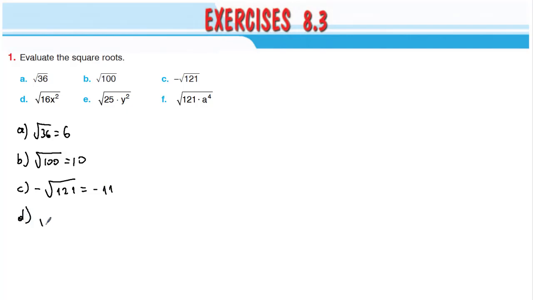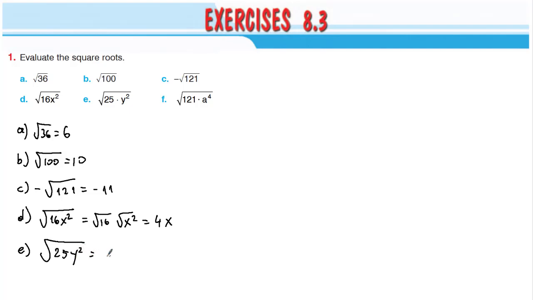Under D, we get square root of 16x squared. If we separate by the property that we studied, if we separate this into square root of 16 times square root of x squared, this makes 4 times. Normally it should be absolute value of x, but we can just write there x because let's assume x is positive.